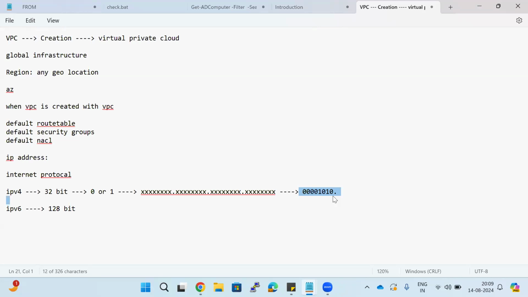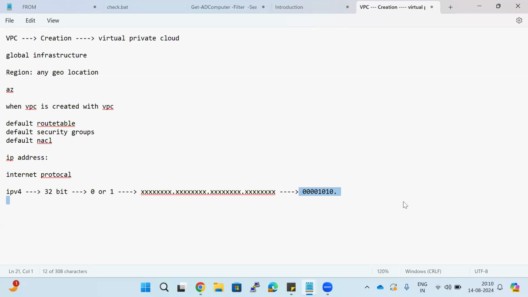Now, this IPv4 address is widely used, and we are not going to discuss IPv6. Why? Because right now we are not utilizing it, and the majority of companies are not using IPv6. So we will be totally concentrating on IPv4.